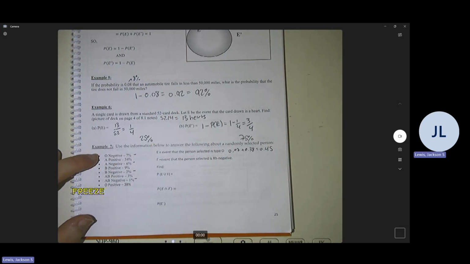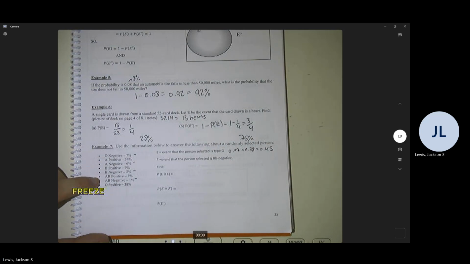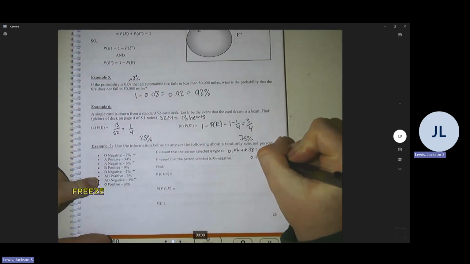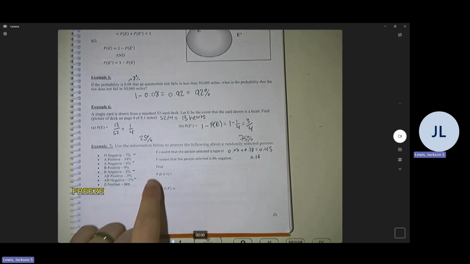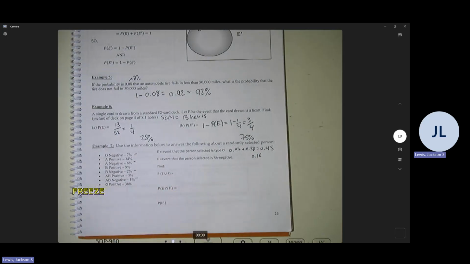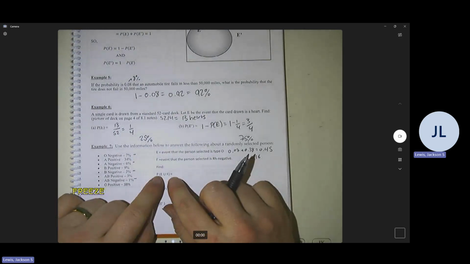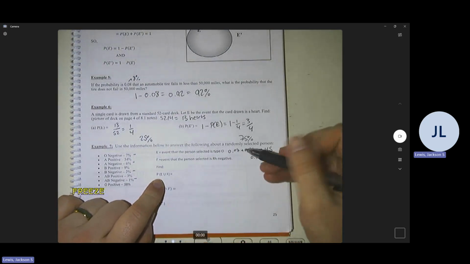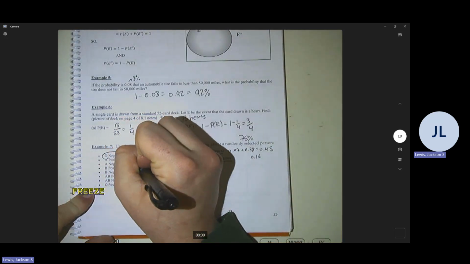That's 7 plus 6 plus 2 plus 1, so that's 0.16 right there. Now we find the probability of those two being the same. We can either do this with formulas, or we can do it just by looking at this data. So, the probability of E union F. This is the probability that someone is type O and negative, and that's this chunk right here.